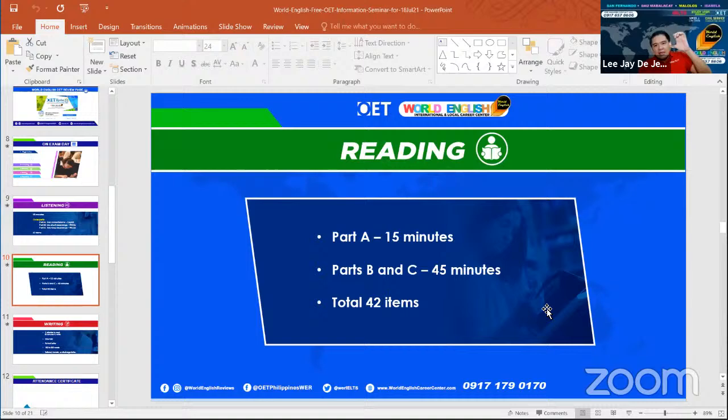They will give you the test paper for part A. There will be 20 questions there, and you will only have 15 minutes. Imagine that. 20 questions, but only 15 minutes. It means you will have less than 1 minute to answer each question. Bakit ganun? Because they're trying to simulate what will happen in the workplace.